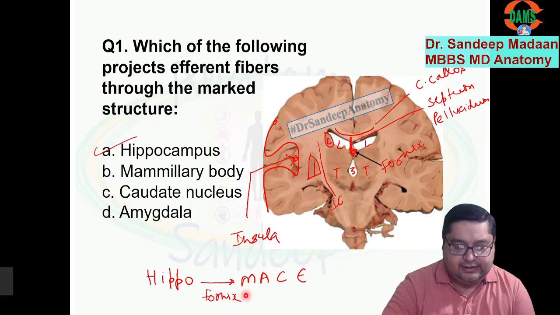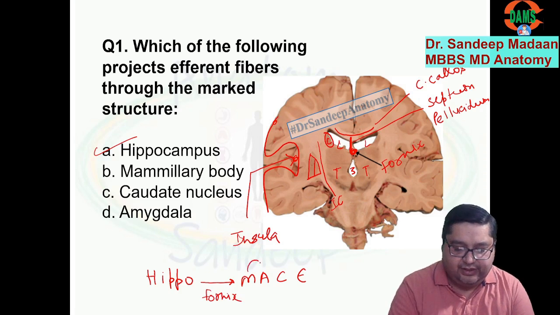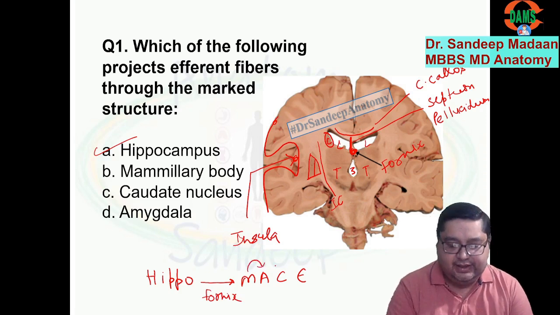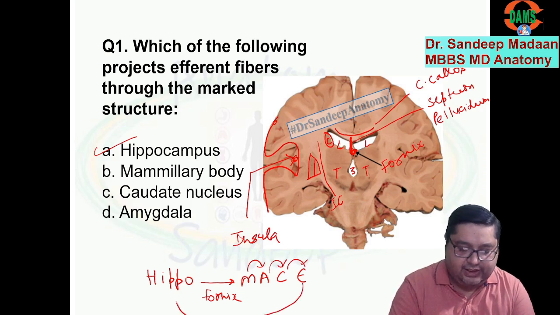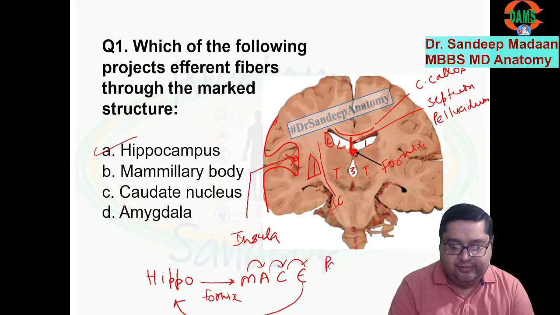And then what will happen next? Mammillary body will send the fibers to anterior nucleus of the thalamus, then to cingulate gyrus, and then to entorhinal cortex, and finally to the hippocampus. This becomes Papez circuit. This circuit is important for recent memory.